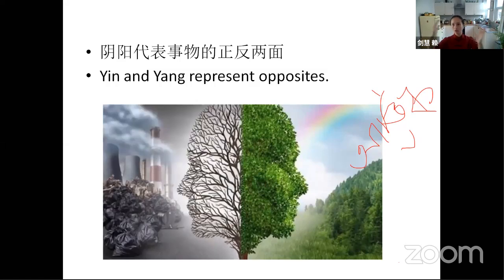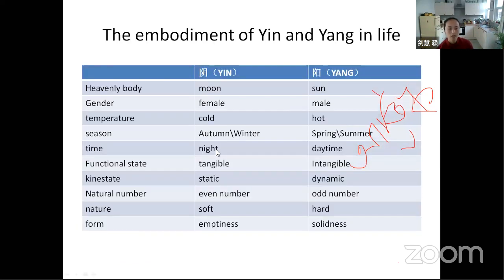To look at it, it is opposite, but in our life many things can use yin and yang to represent them. For example, the moon and the sun, female and male, cold and hot. In the seasons, autumn and winter are yin, and spring and summer are yang. Right?